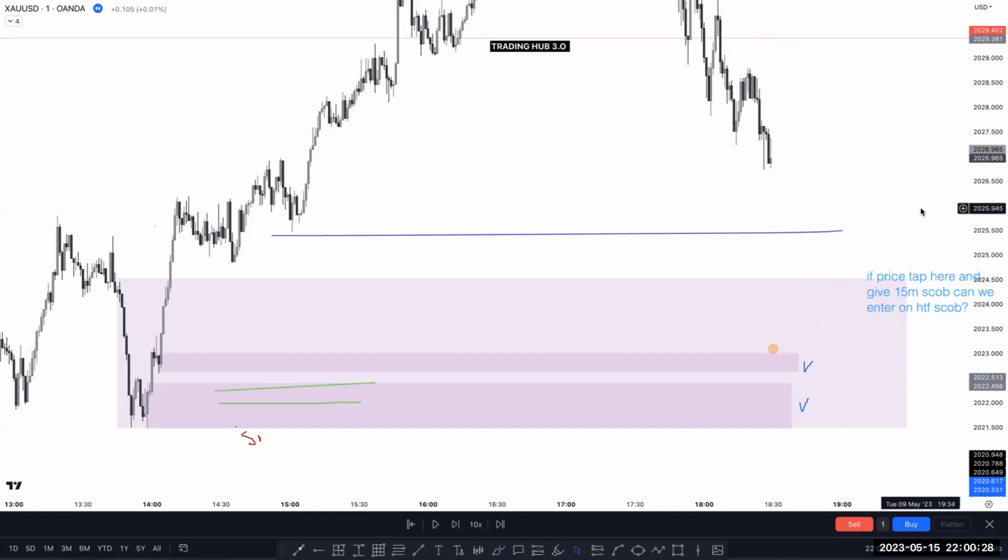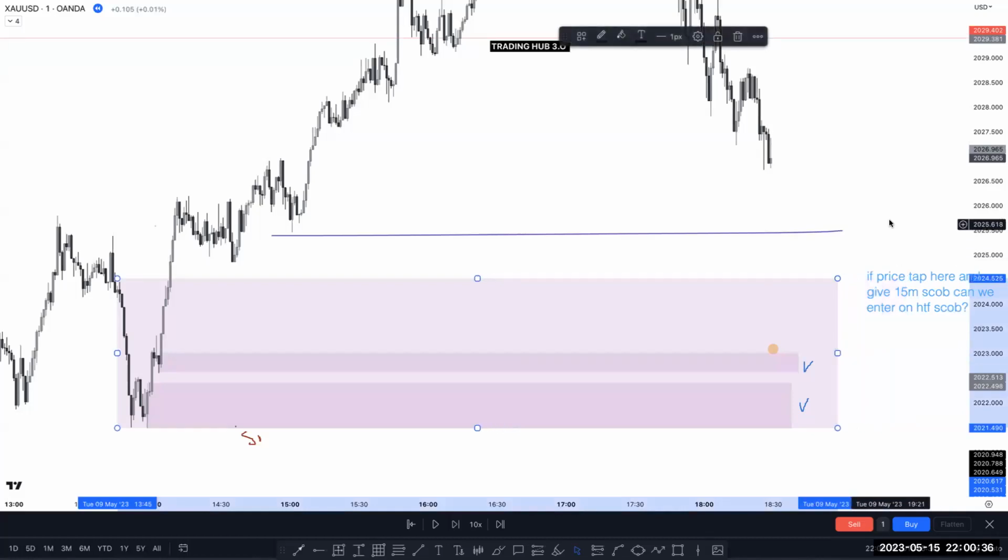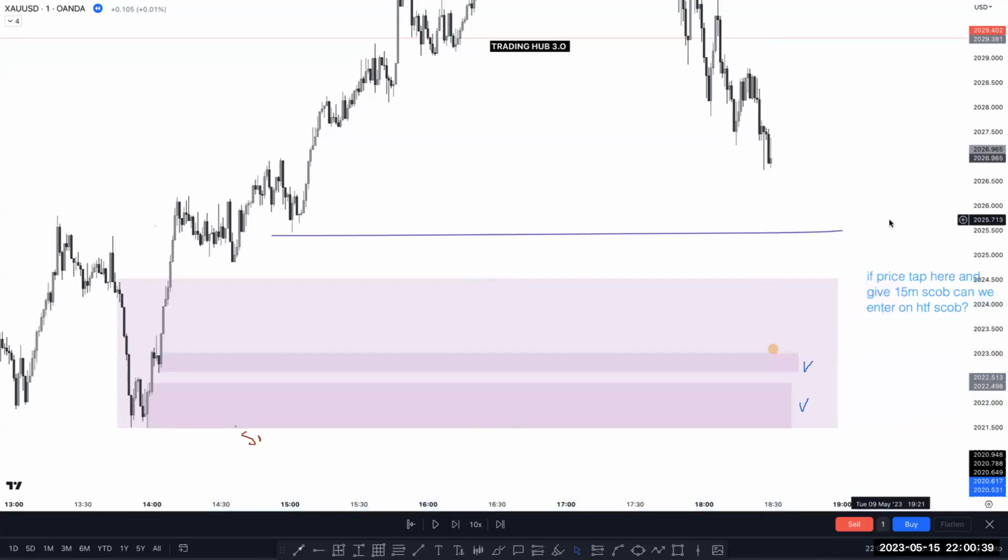If price taps here and gives a 15-minute SCOB, it can be entered here on a higher time frame signal. Exactly, you can trade, sir, because this is a higher time frame PY. You have to wait for the 15-minute SCOB also before the buy here, right? Not the 1 minute time frame.